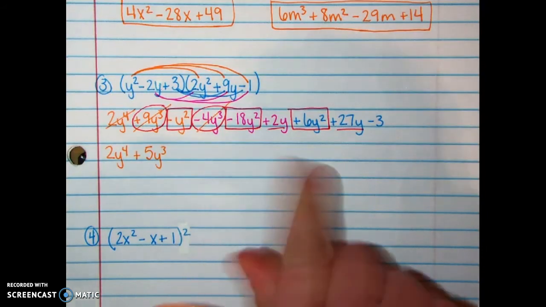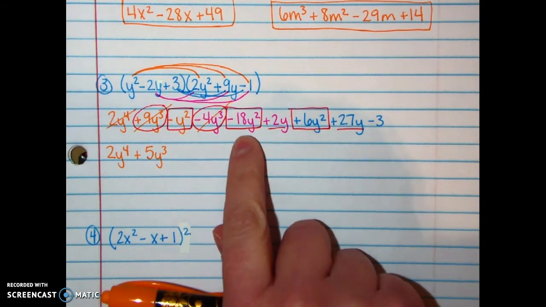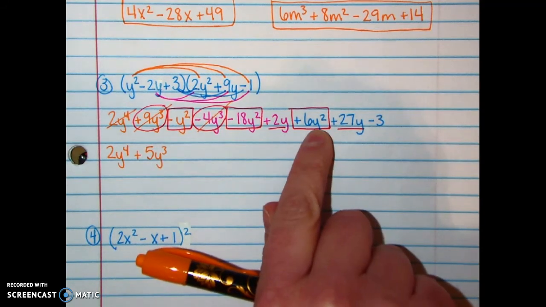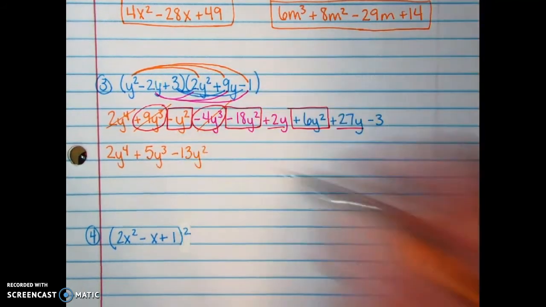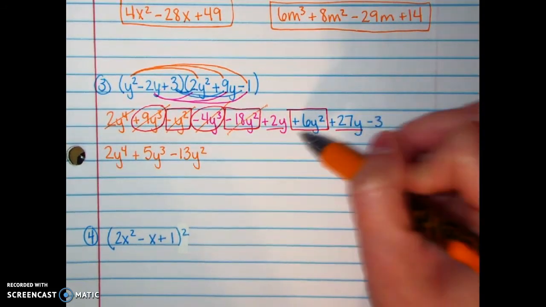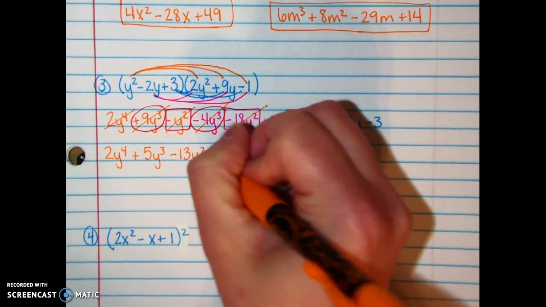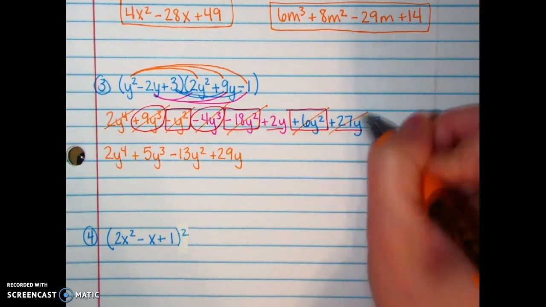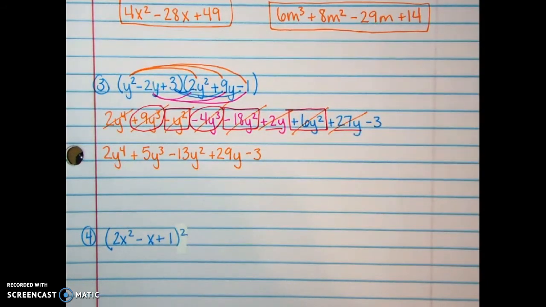And then for my y squared ones, I have negative 1 minus 18 plus 6. And that is a negative 13y squared. I'm going to cross those out. And I have my y's right here, 2y plus 27y is 29y. And the only thing that's left is minus 3. That's it.